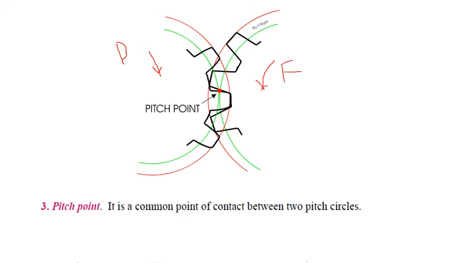Okay, so they are meshing at this point. So what happens? This is the pitch circle. This green color shows the pitch circle. There is a common point of contact between the two pitch circles, which takes place at this point. This is nothing but the pitch point. So the contact between the two pitch circles takes place at one point, which is nothing but the pitch point.